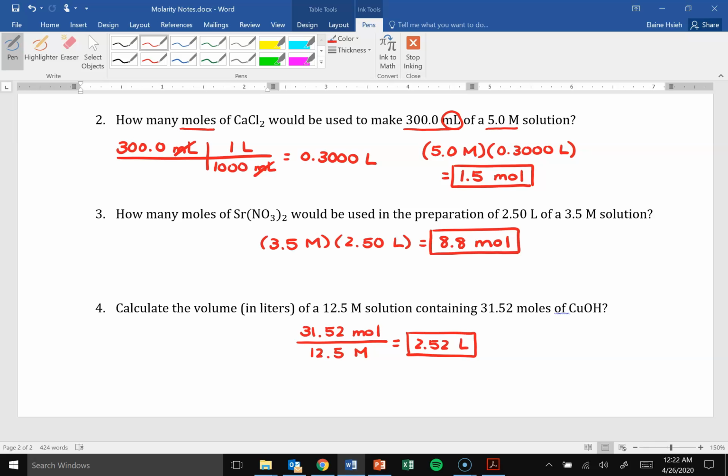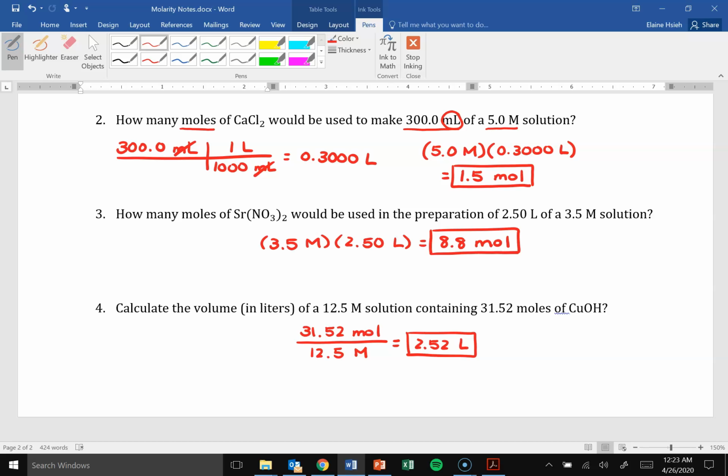Now I rounded that from 8.75, which was the answer that was in the calculator. And the reason I rounded it to 8.8 is because if we look at the givens that are in the problem, you'll see that 3.5 has 2 sig figs. So we are going to round the answer to 2 sig figs.